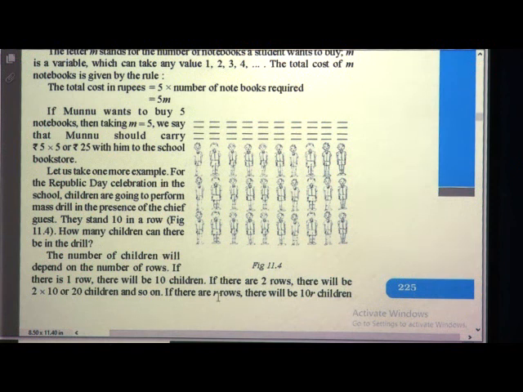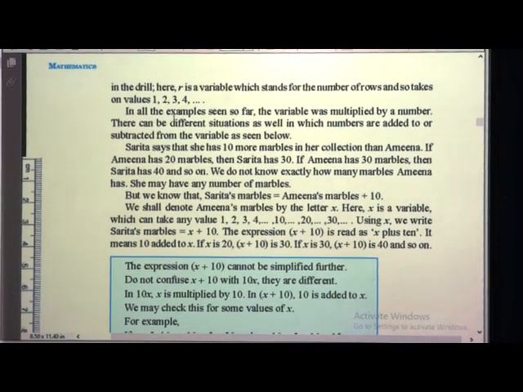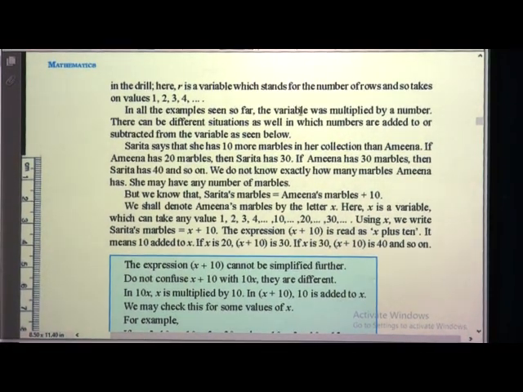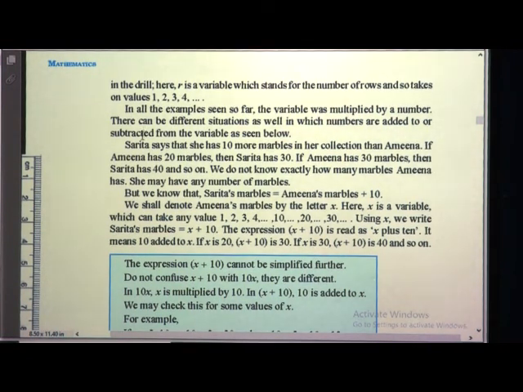So for rows we can take R. So if one row, 10; if 2 rows then 20, because 2 into 10 is 20. Then if 3 rows, 3 into 10, that is 30. Here R is a variable which stands for the number of rows. So it takes on values of 1, 2, 3, 4. In all the examples seen so far, the variable was multiplied by a number.